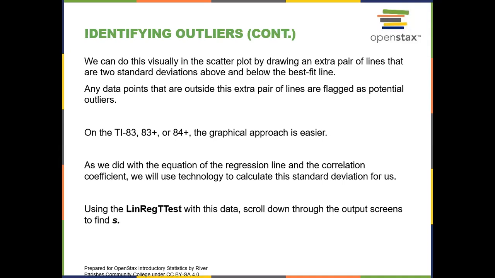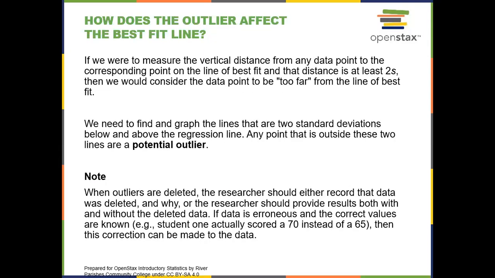So I'll go straight away. Using LinReg t-test on this data, scroll down to the output. At the bottom of the LinReg t-test output, you will find s, the standard deviation, which is 6.52. So 2 times 6.52 is 13. If any point is 13 above or below the line, then it is an outlier.